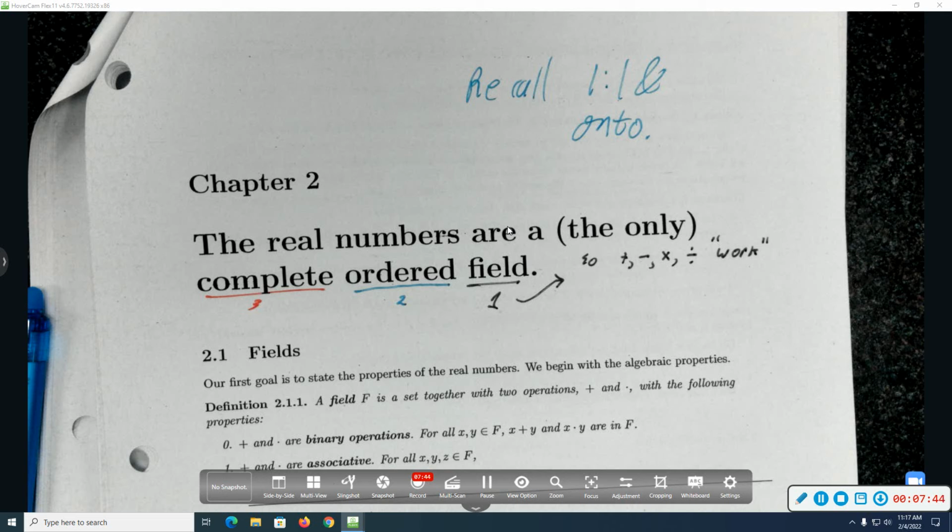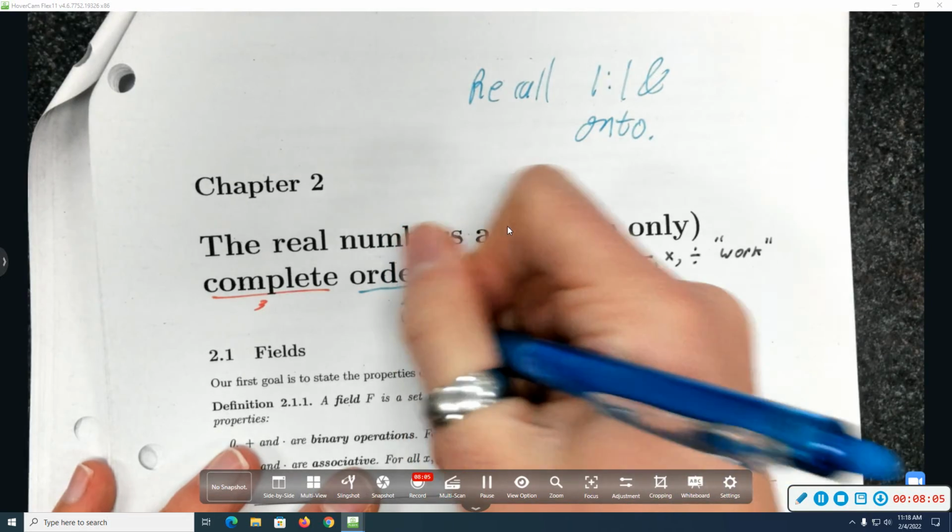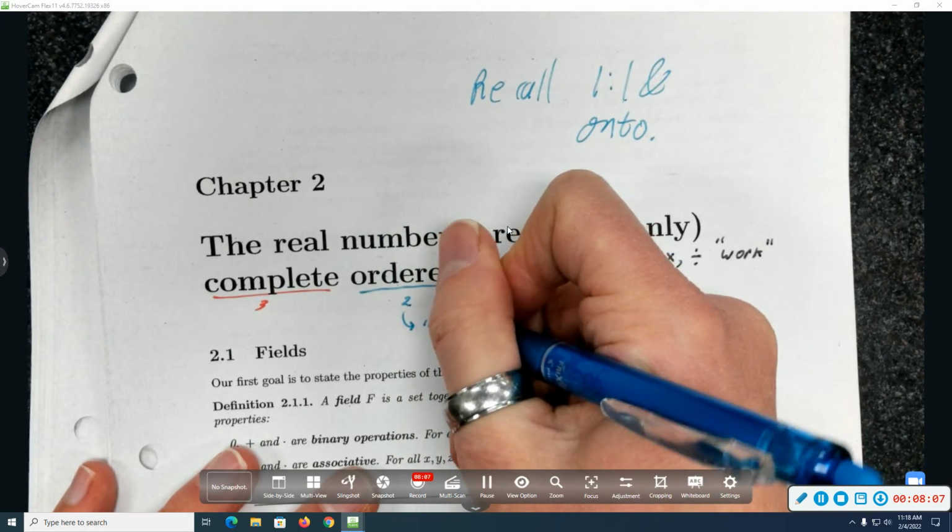Now let's talk about order. Are the real numbers ordered? Can you say, like, this real number comes before that real number? Yeah. What does that make you think of? What symbol? Yeah, that's all the order axioms are. The order axioms are making sense of that symbol.